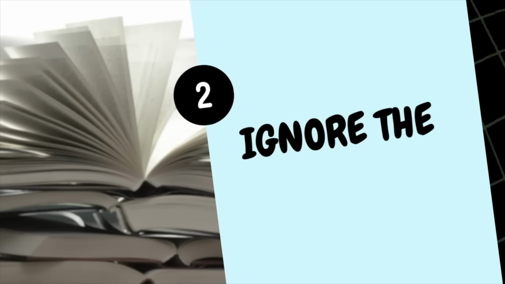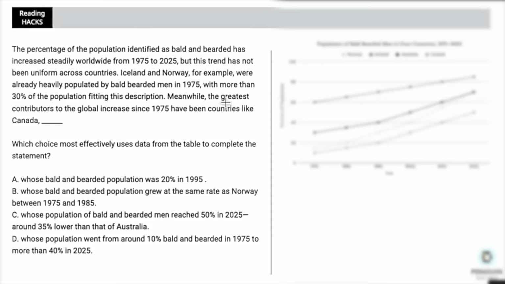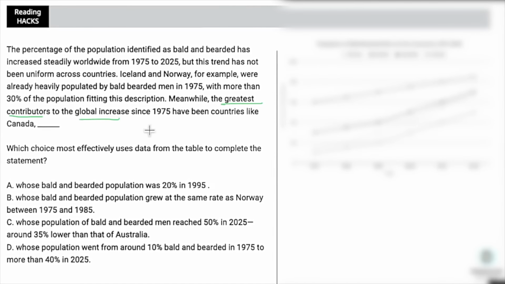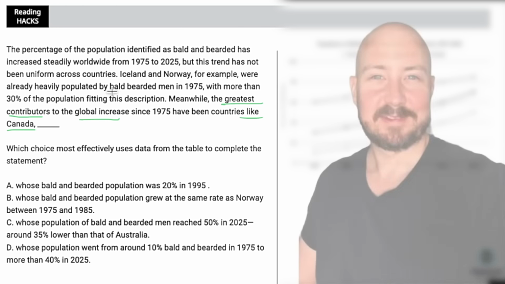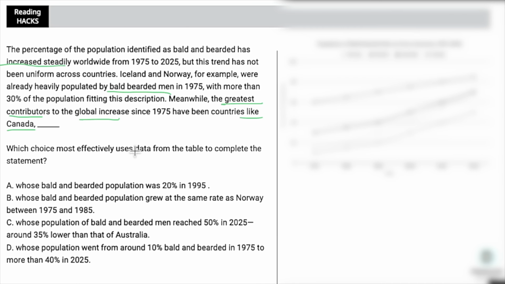And speaking of things that we don't want to pay attention to, go ahead and ignore these stupid graphs. You're not going to need them most of the time. In this question, for example, I'm going to ignore the chart and just try to support the claim. The claim being the greatest contributors to the global increase have been countries like Canada. So what increase? I can cherry pick the passage, and the increase seems to be an increase in bald bearded men. Percentage has increased steadily, right? So we're looking for a statement that shows Canada being a great contributor to the bald bearded increase.